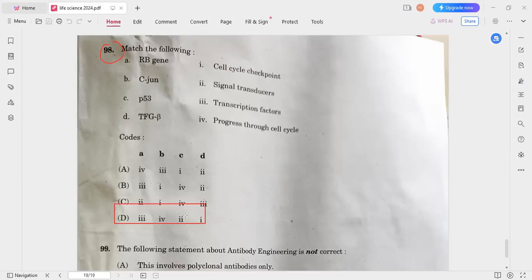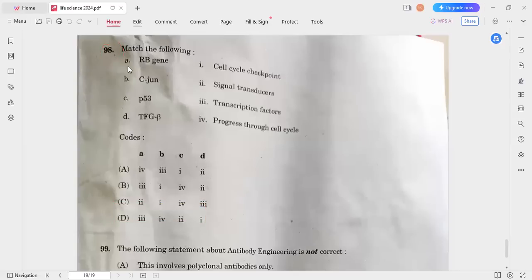Anyhow, for example, P53 is also related to the cell cycle checkpoint, because it is involved in the cell cycle of cancer. Sometimes the questions are not in sync with the options, so we have to wait till the final key answers are released. But somehow these options seem to be correct. I'm just guessing, that's it. So next one, question number 99.